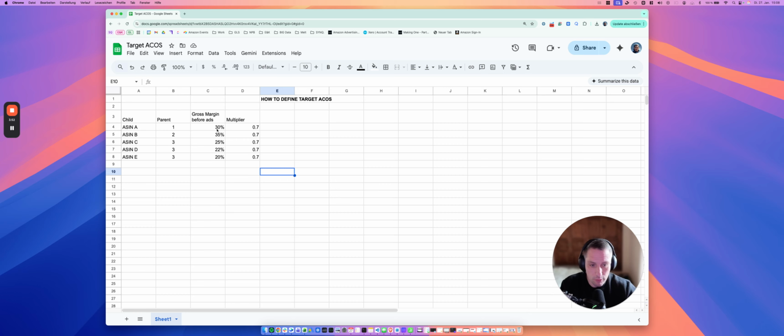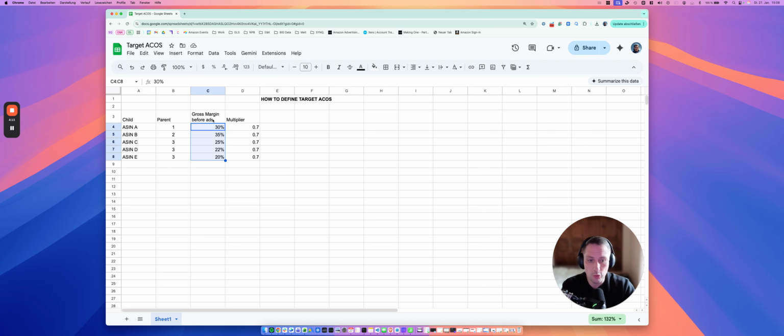Now, why is this important? Because if your margins go up, you might want to invest more into ads. If your margins go down, you might want to invest less into ads. So that's why it's important to have your gross margins before ads dynamically adjusted, and take this value as a base start for your calculations.